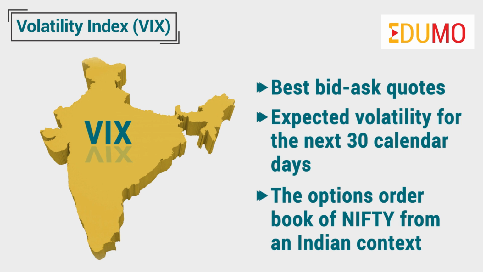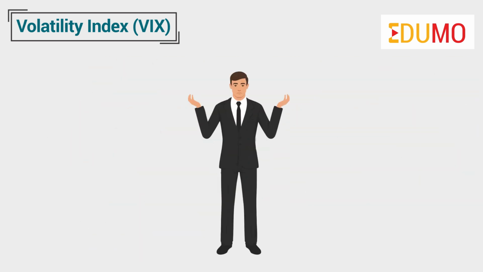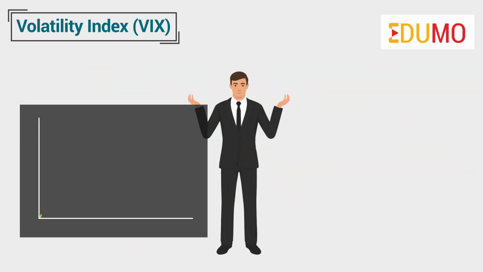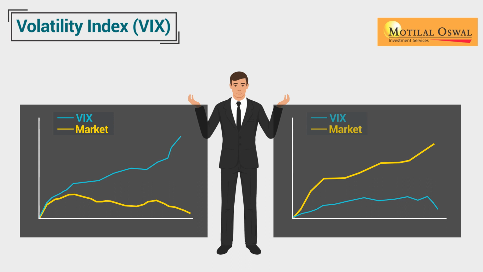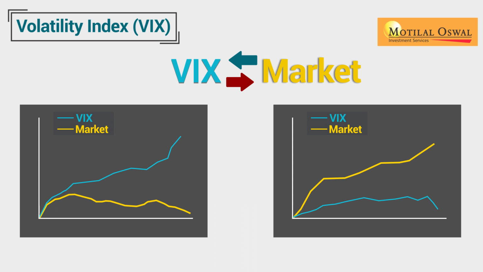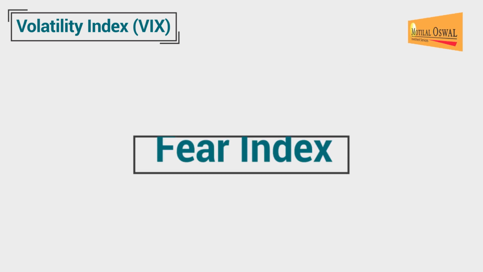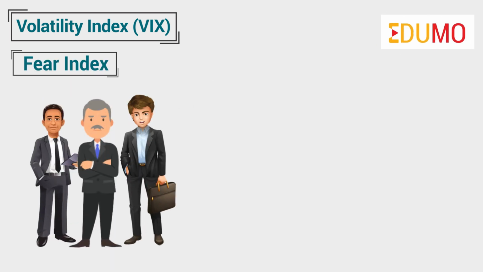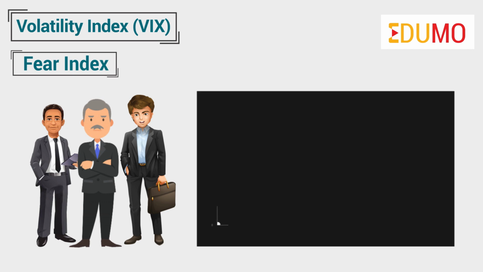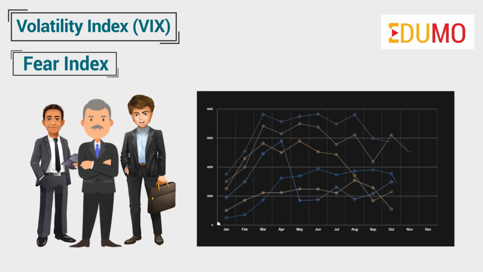VIX plays a role in the psychology mindset of investors because it has a tendency to rise when the market drops and to decline when the market goes up. Historically, it has been seen that there exists an inverse relationship between the VIX and the stock market broadly. VIX is commonly known as the fear index, and it is a very important tool for option traders because option traders are always in favor of volatility.